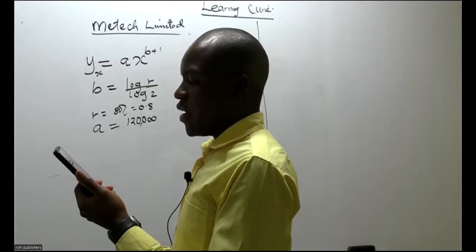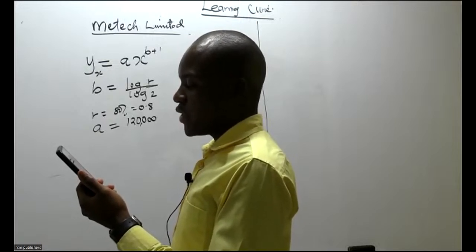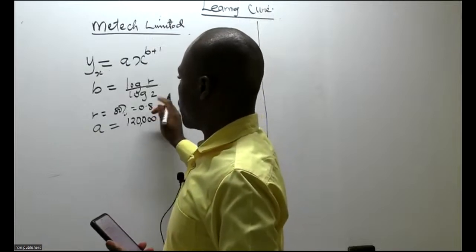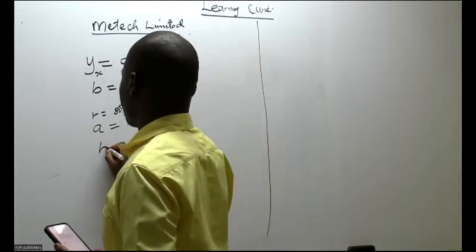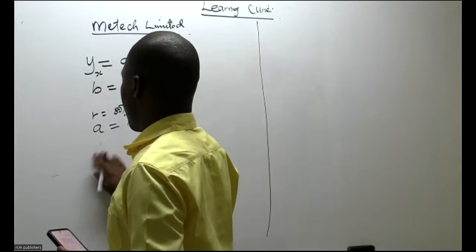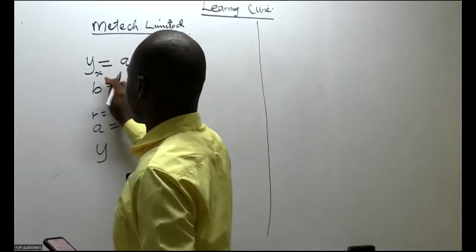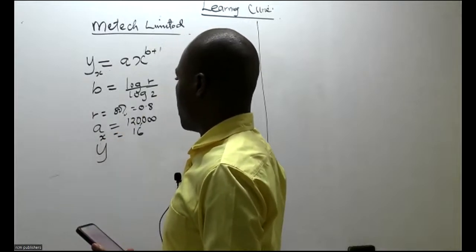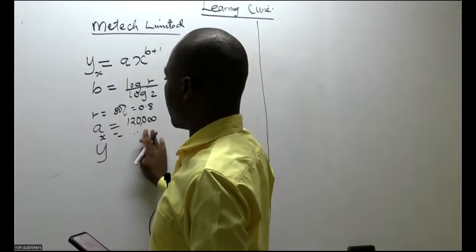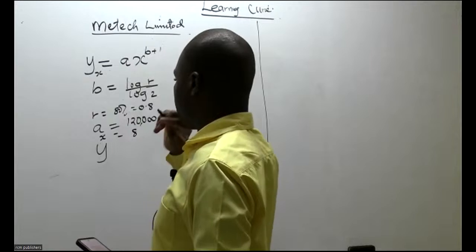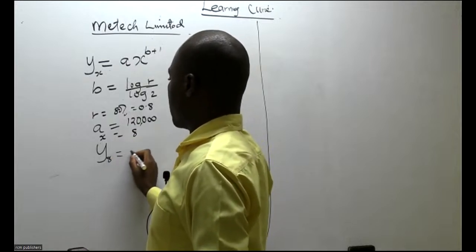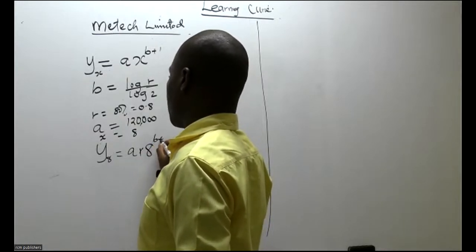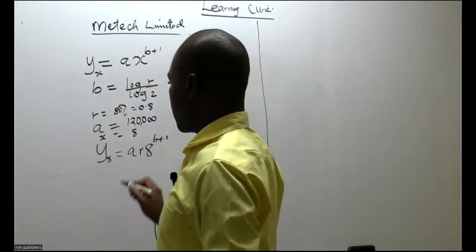So the first thing is the average direct labor cost per batch of the first 8 batches. Do we know how we are going to use this 0.8? We need to get the value of b. For the whole life, our x would be 16, but we are told the first 8 batches. So with x of 8, our y at 8 will be equivalent to a times 8 raised to the power b plus 1. So let's get the value of b.